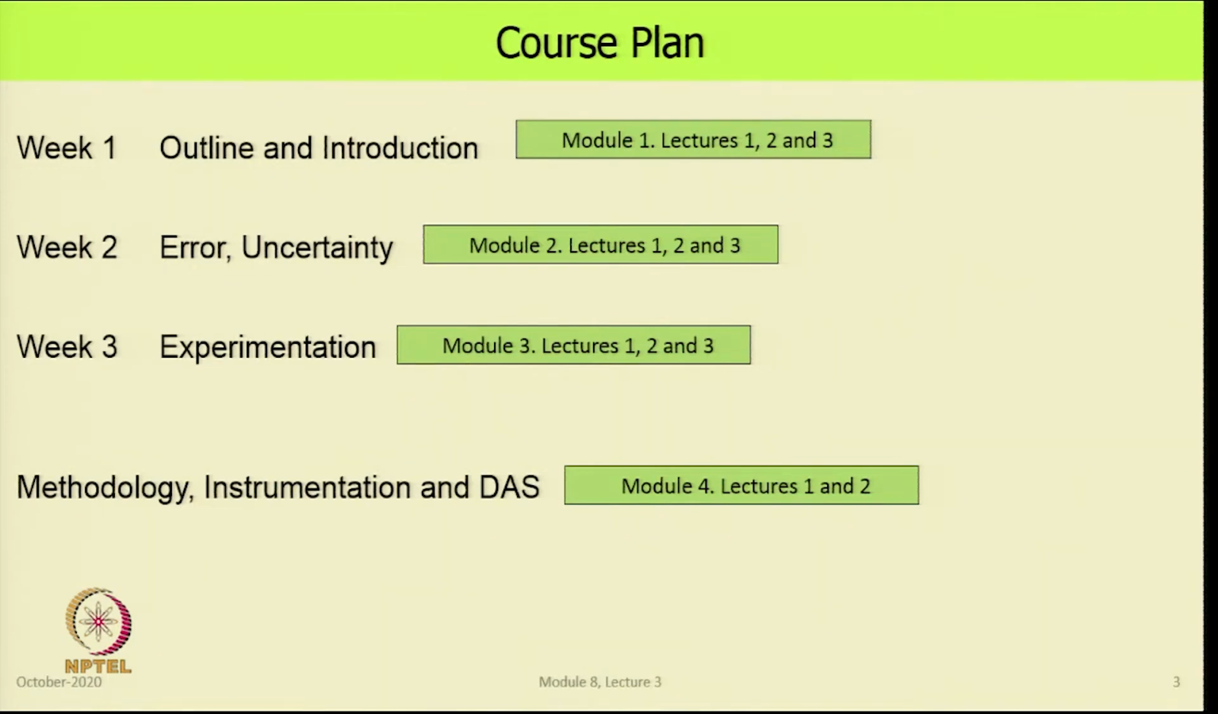In week 1, which was module 1, lectures 1, 2 and 3, we looked at the outline of the course and we introduced the various terms in measurement and uncertainty science. We also classified 3 levels of uncertainty analysis, levels 1, 2 and 3, and we said first we must learn what is there in level 1, which are the basics, and here we make a lot of simplifications and assumptions.